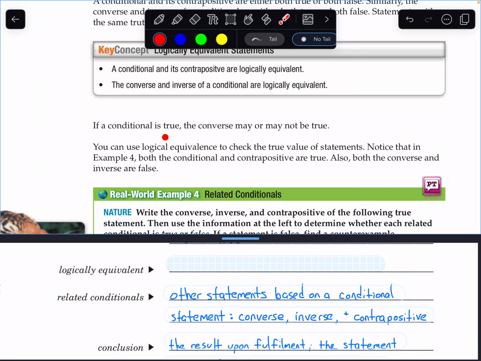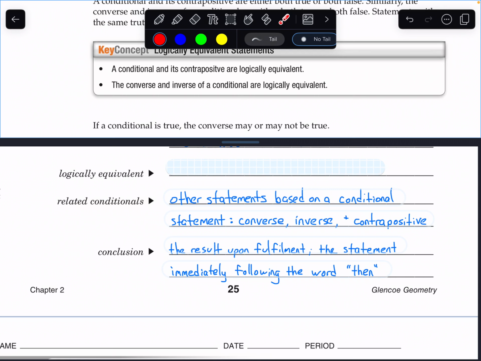If a conditional is true, the converse may or may not be true. By default, if we can't guarantee that it's true, we're going to say that that statement is false. You can use logical equivalence to check the truth value of statements. Notice that in example 4, both the conditional and contrapositive are true. Also, both the converse and inverse are false. Well, now I feel like they just spoiled it for us. Anyways, let's finish our vocabulary.